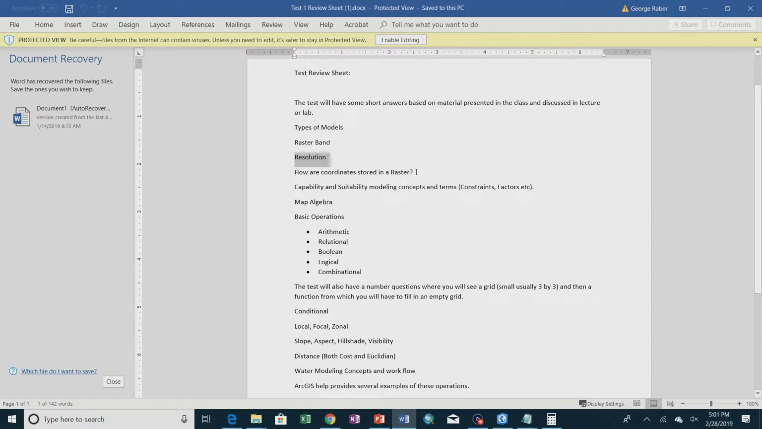All right, how are coordinates stored in a raster? They're not explicitly stored in every single cell. Okay? Only the corner of the raster is known, and the positions of everything else are relative to that corner location. So the cell size is used to determine the coordinate for every point in the raster.